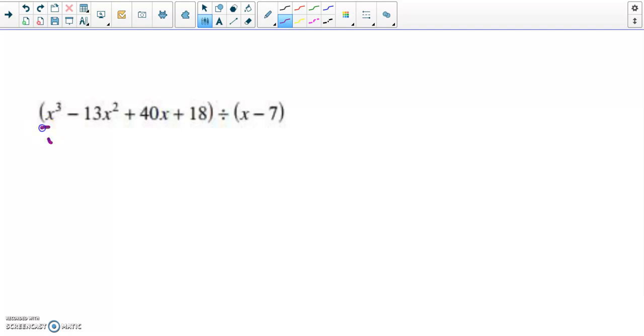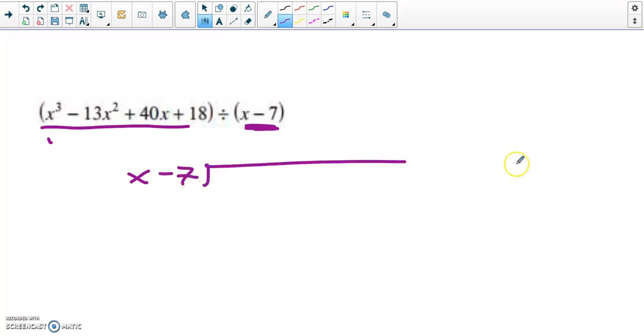So we're taking this, we're dividing it by this. So let's write it out. Seeing how many times x minus 7 goes into x cubed minus 13x squared plus 40x plus 18. Your first question you should ask yourself is, what do you multiply x by to get x cubed?